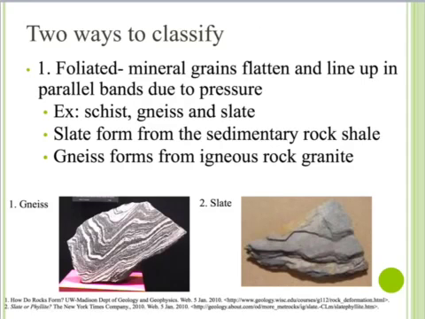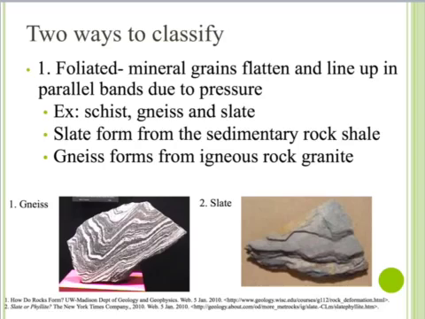We have two ways we can classify metamorphic rocks: foliated and non-foliated. Foliated means the mineral grains are flattened and are lined in parallel bands. This is caused by pressure pushing the minerals flat. Some examples are schist, gneiss, and slate.